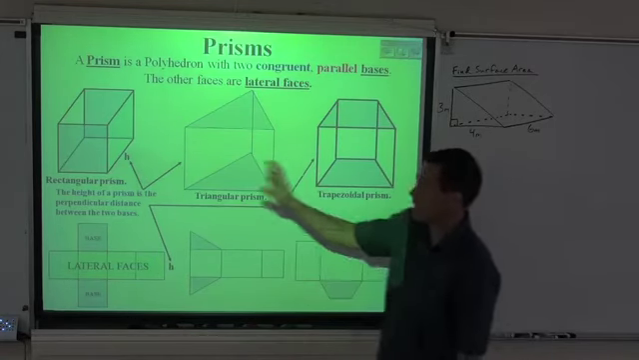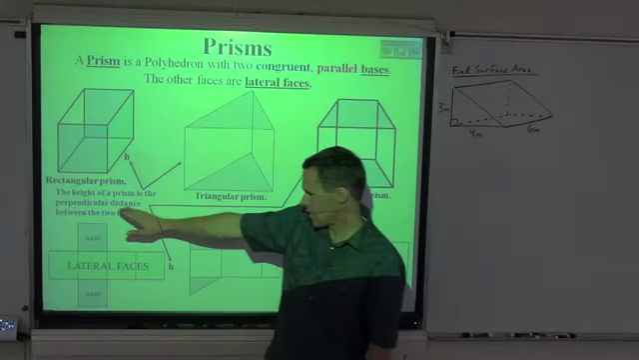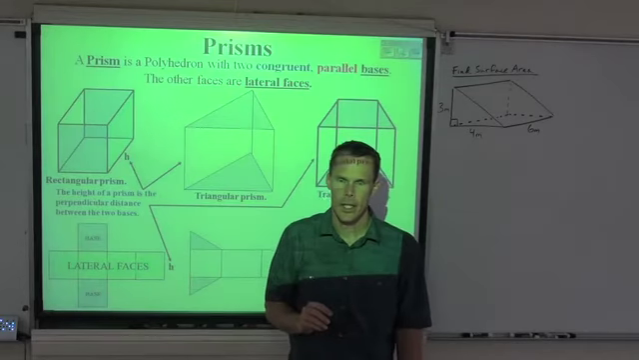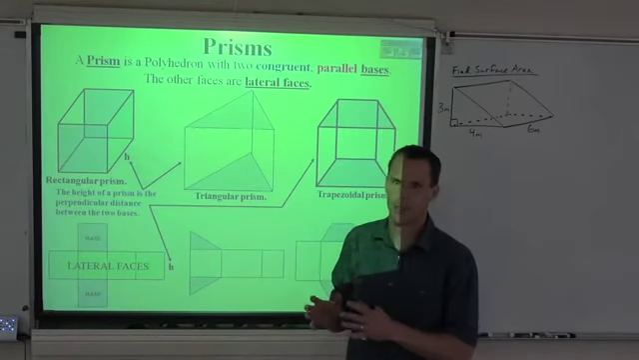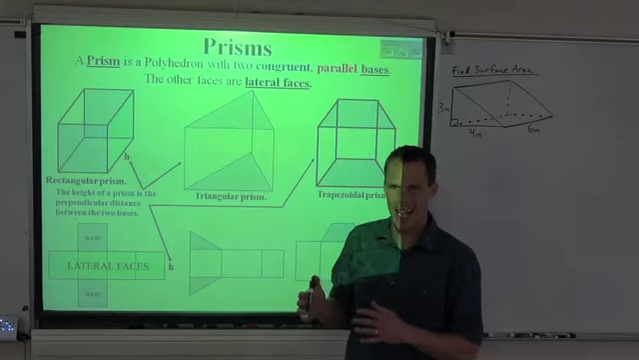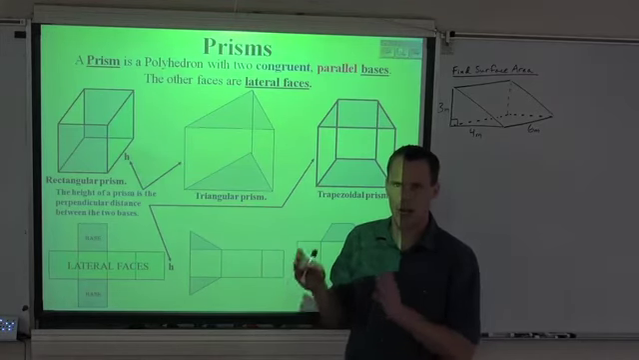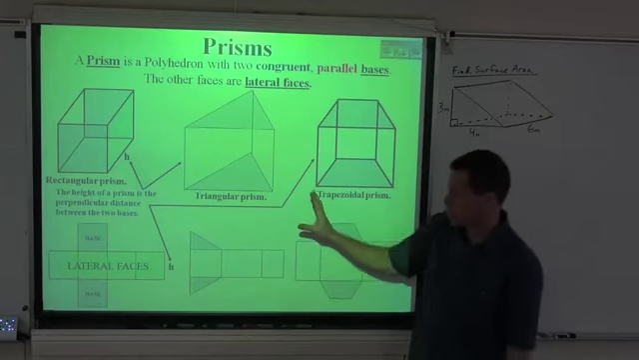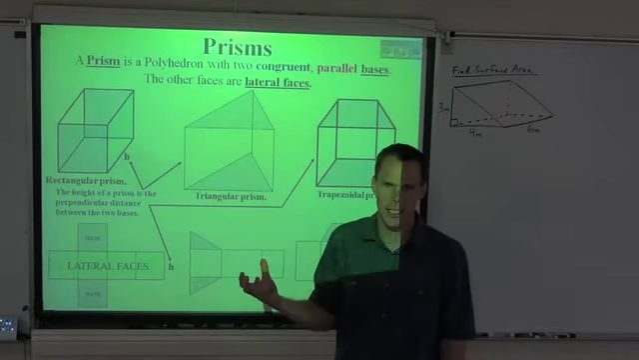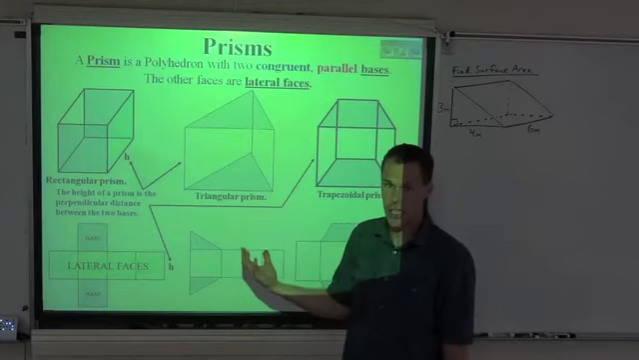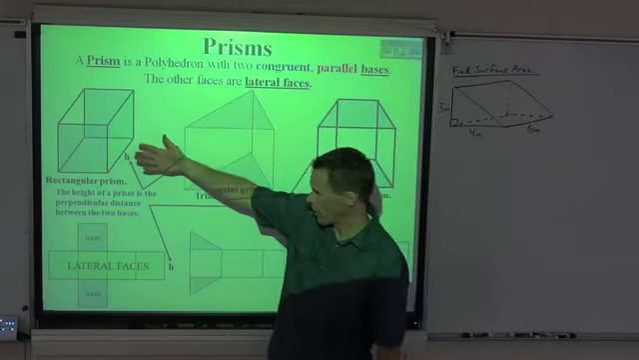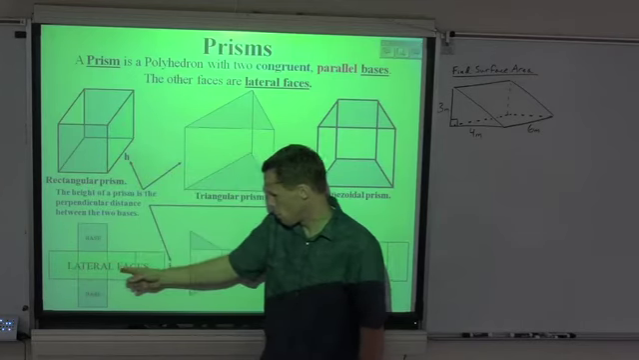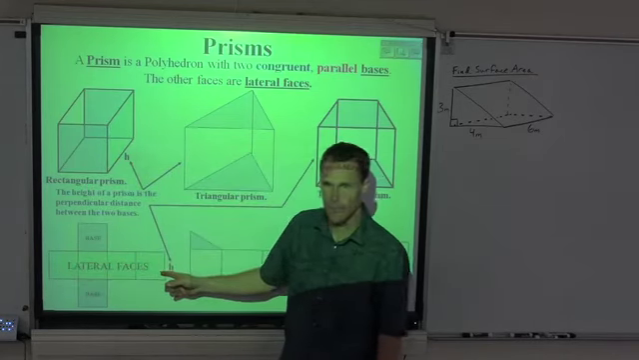Now, the height of a prism is defined as the perpendicular distance between those two bases. That's another critical aspect to prisms. You must be able to identify the height. That is the distance between the bases. Now what I've done here is I've unfolded these prisms and created nets. We just studied nets previous to this. So here is the net of the cube, where the front and the back I'm using as the base, and the other four surfaces are the lateral faces.